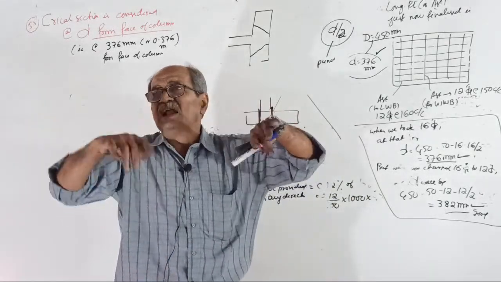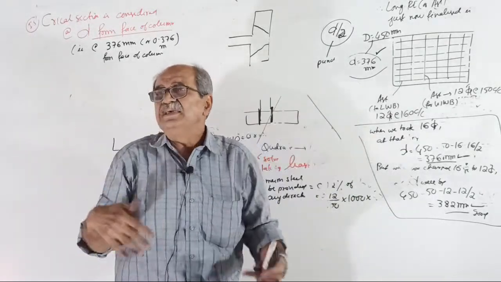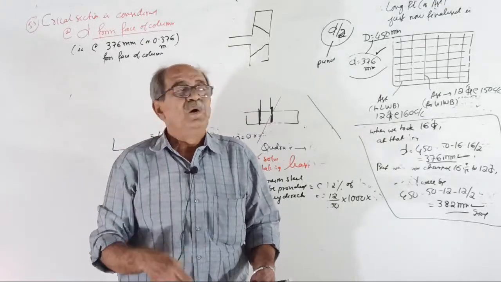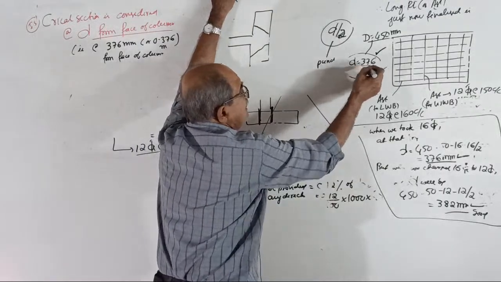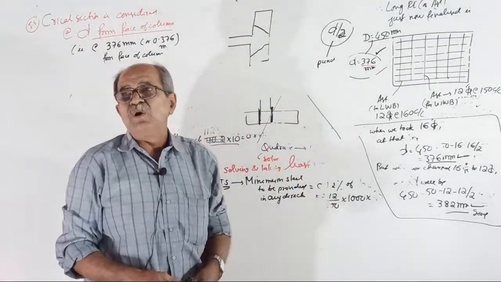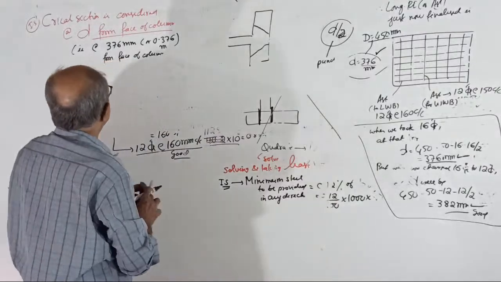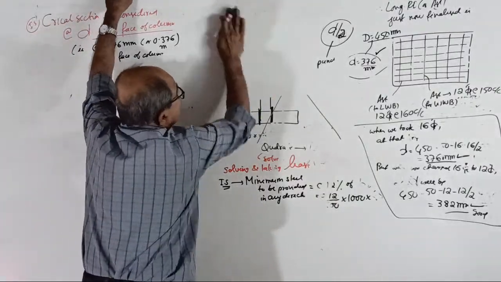If the critical section goes away and away, it is safe. It is unsafe when the critical section is near to the column. So by taking 376, you are checking for the worst case. Over. So many things I told.